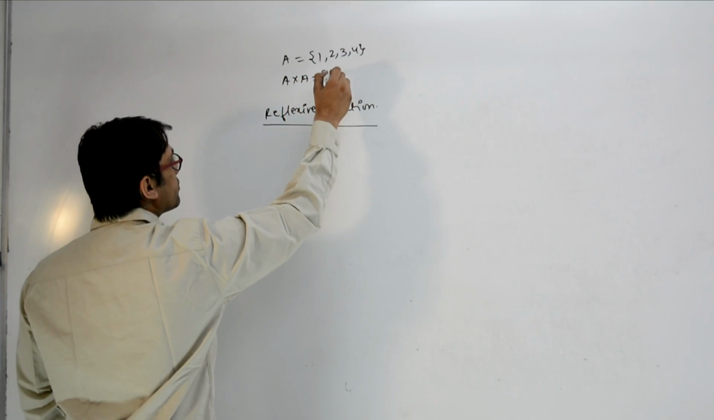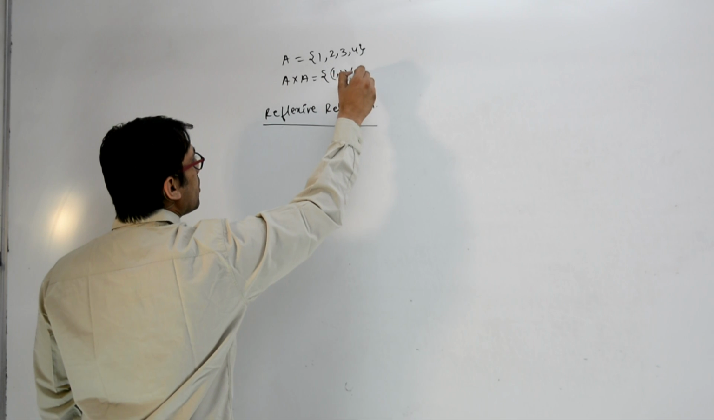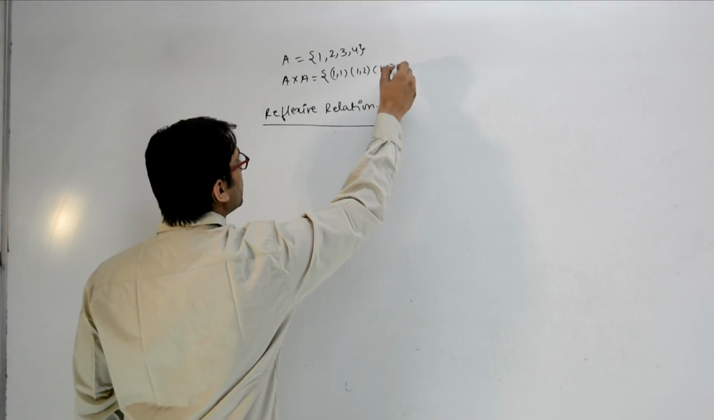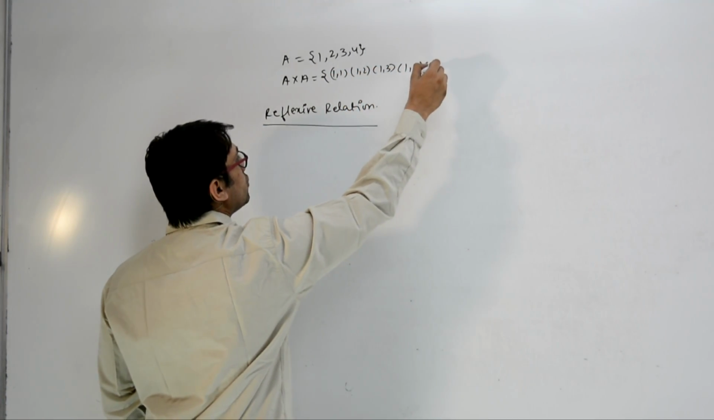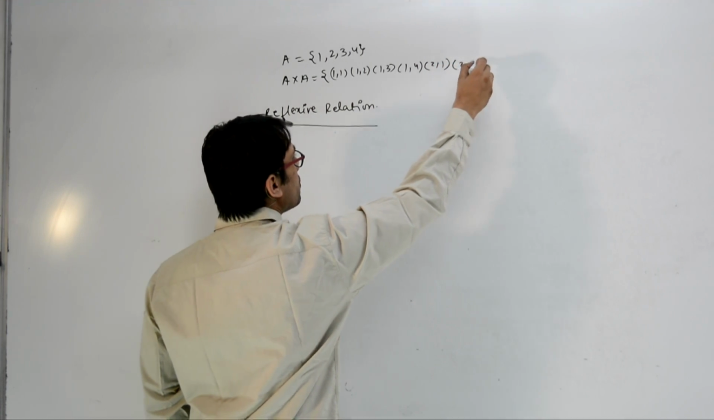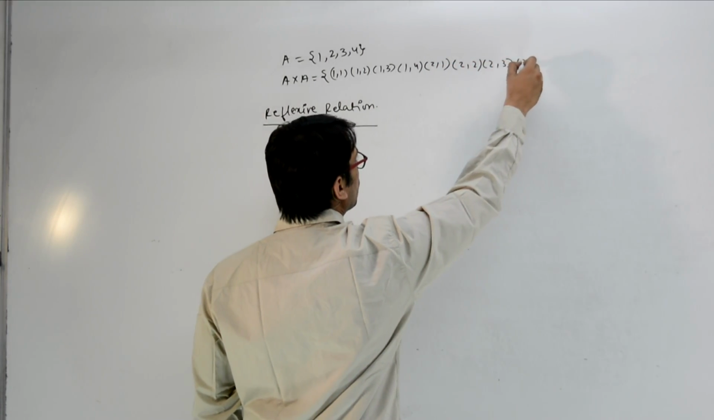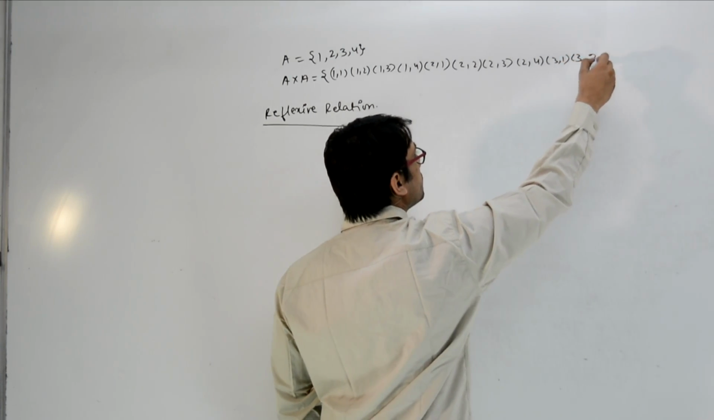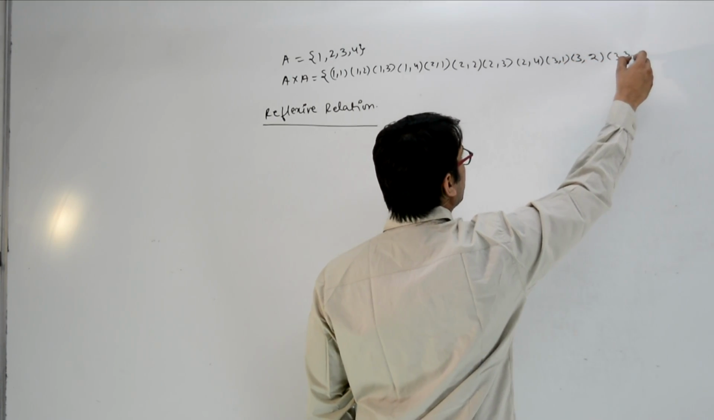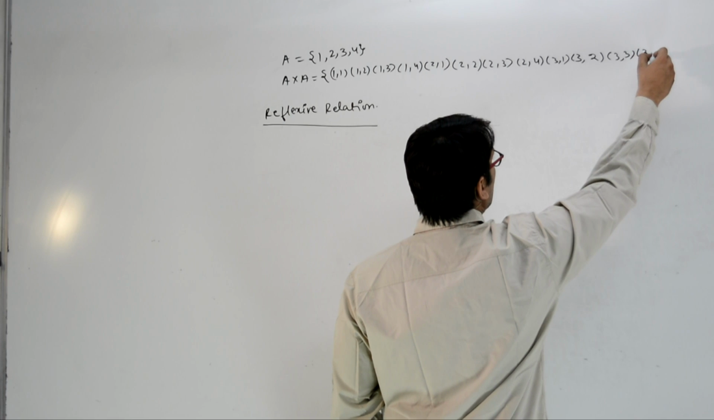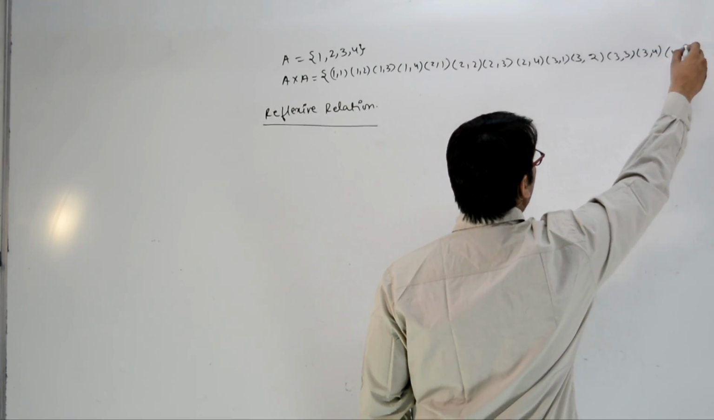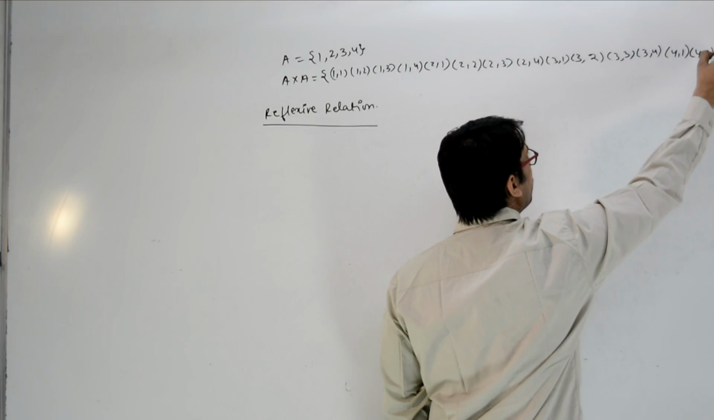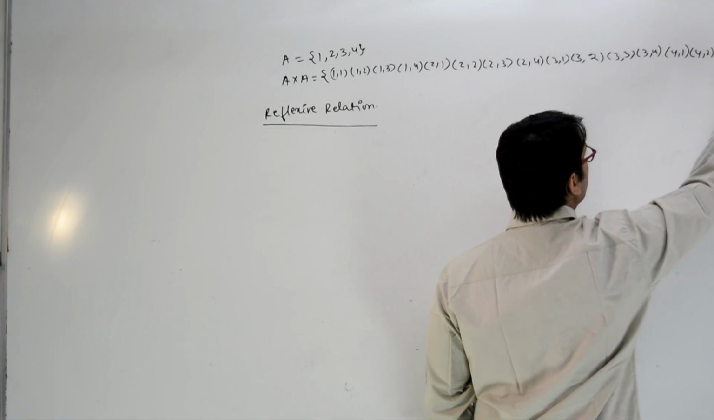So A cross A is going to contain 1, 1, 1, 2, 1, 3, 1, 4, 2, 1, 2, 2, 2, 3, 2, 4, 3, 1, 3, 2, 3, 3, 3, 4, and 4, 1, 4, 2, 4, 3, and 4, 4.